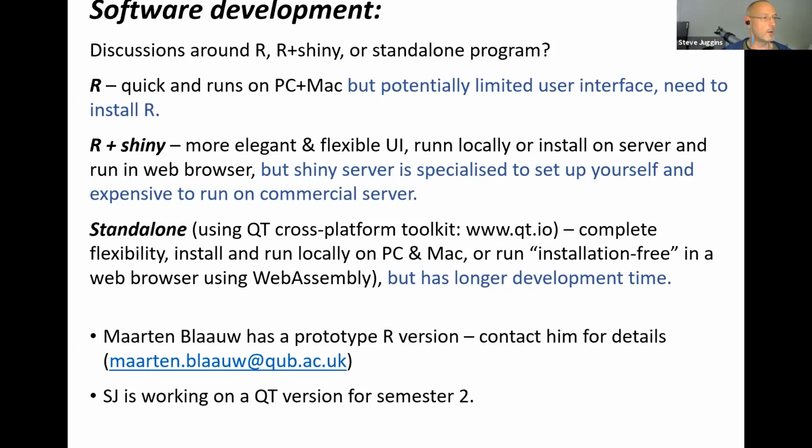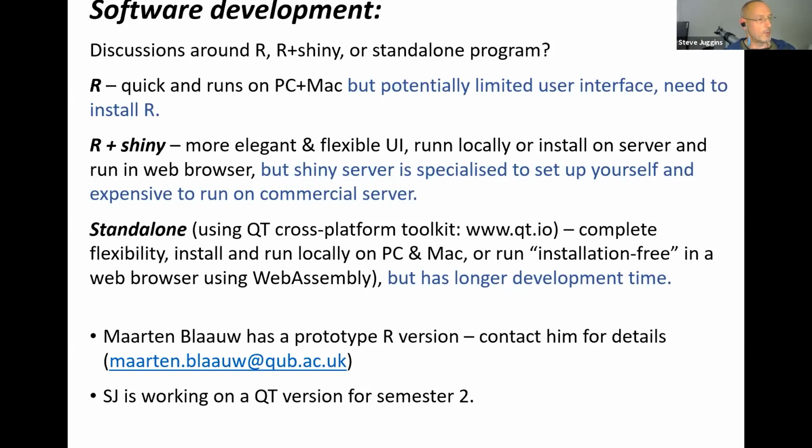If you use the Shiny package, you can develop applications with a more elegant user interface, and they can run locally on a local installation, or you can set up a thing called a Shiny server that will allow your application to run in a web browser remotely. But the Shiny server is rather specialized. Most university networks won't have one, so it's actually quite difficult to set it up yourself. You can use a commercial Shiny server, but these are quite expensive if you have potentially hundreds of users.